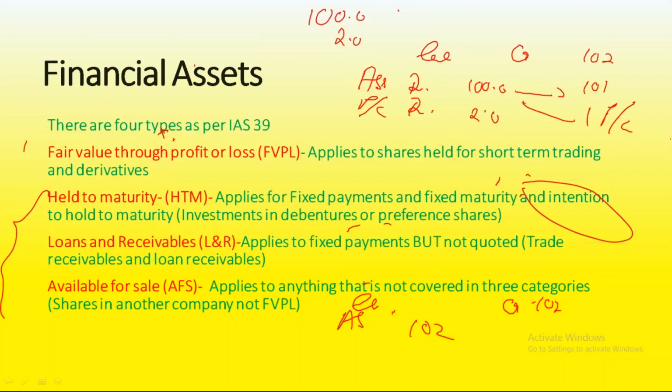For the moment, let's hold the second and third. Let's go to the fourth one. Fourth one is available for sale. Initially, you will show it at 102. Let's assume at the end of the year, again it is restated at fair value, right? Let's assume the fair value is 104. So there is a gain of 2. So we will revalue it at 104. We don't take it to the P&L, we take it to the OCI.